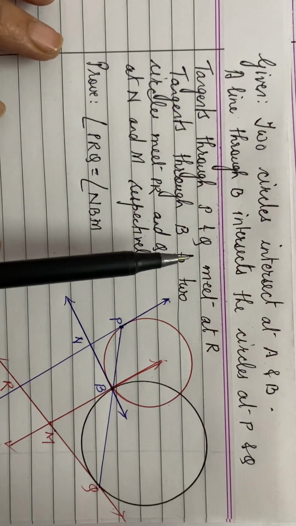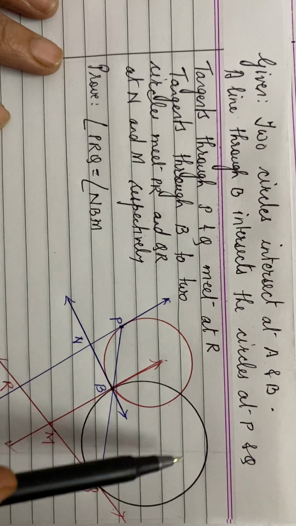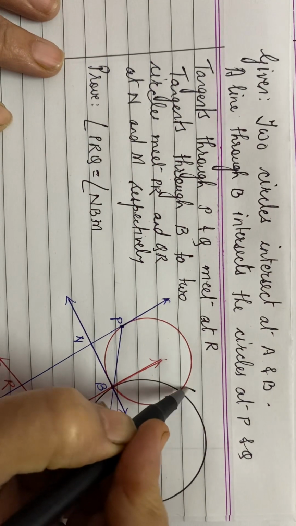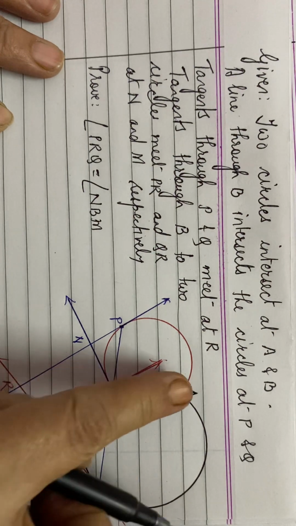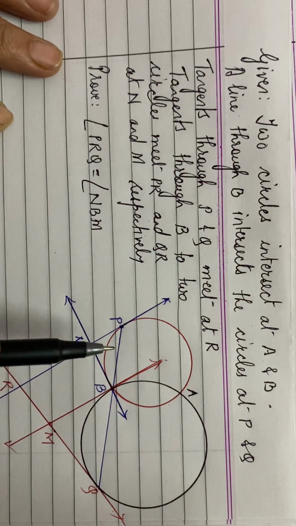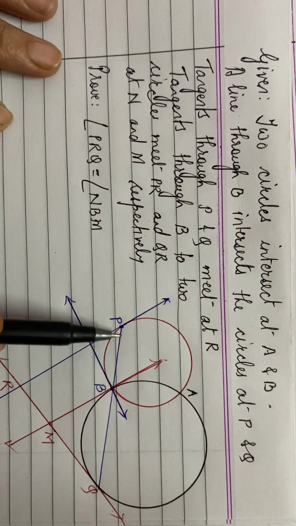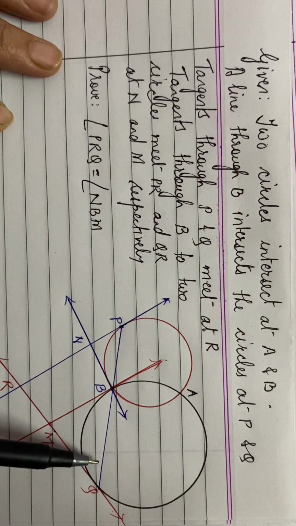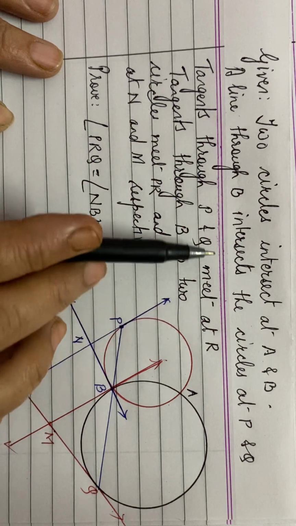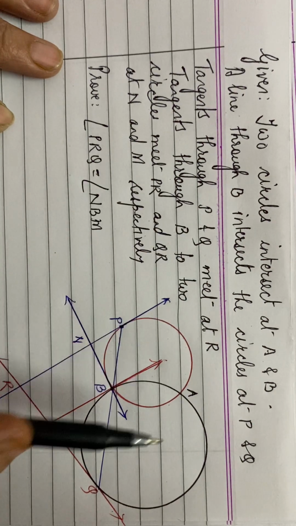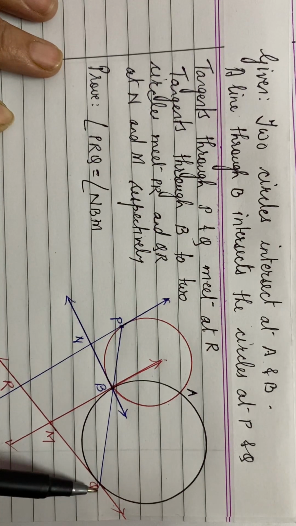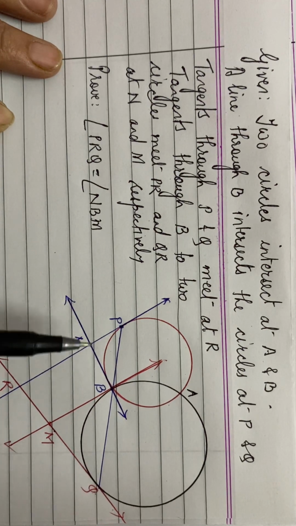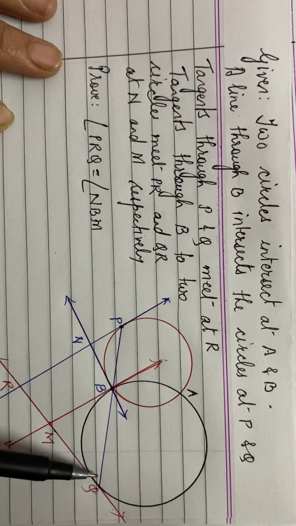Let us take this sum. Two circles intersect at points A and B. A line through B intersects the circle at points P and Q. This is the line which is passing through B and it is intersecting the circle in points P and Q.